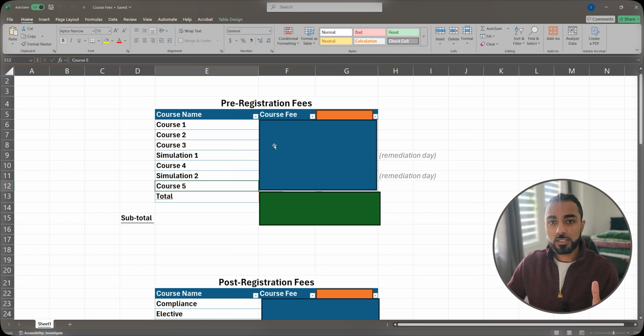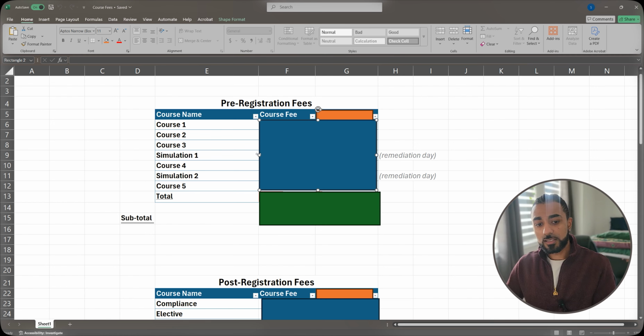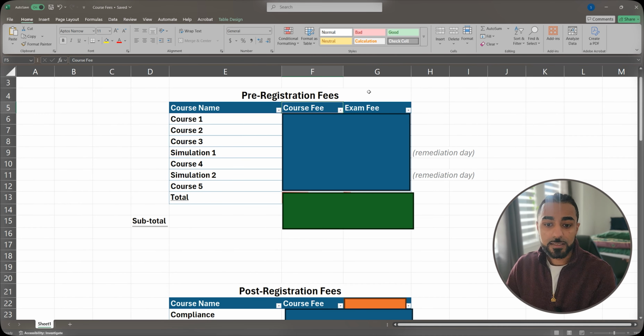So there's essentially 2 types of costs that we need to look at for the pre-registration phase. One of them is the course fee cost, right? And the second is what we call the exam fee. So this over here is the exam fee. So we have both of those. Each course is a different cost, and each exam typically remains about the same.